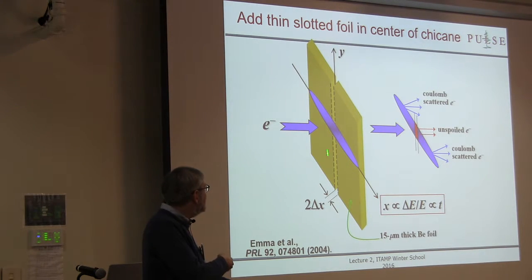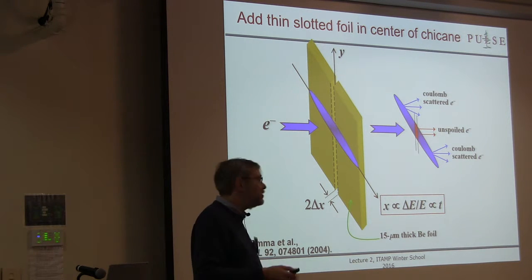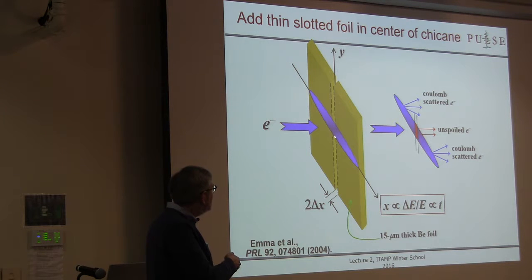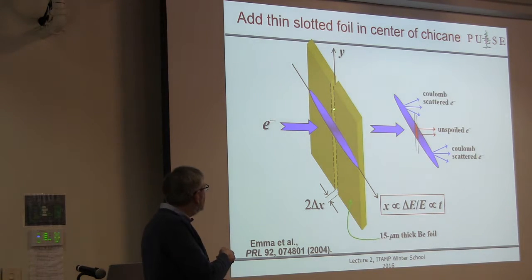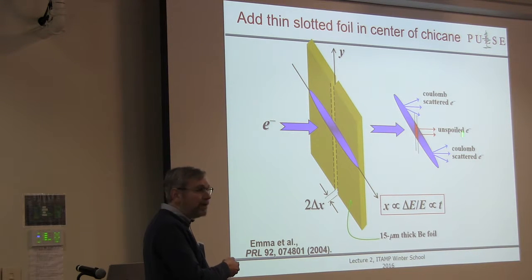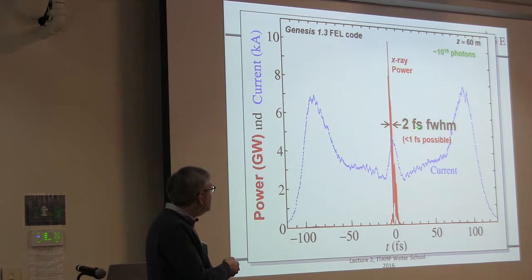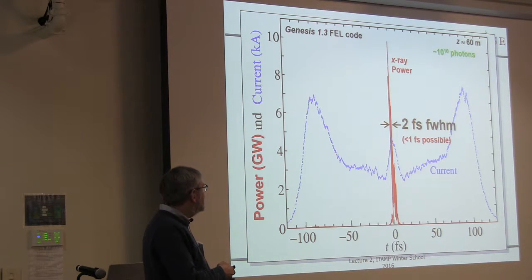We can put in a little foil, it essentially does the same thing as a pulse shaper does. It messes up the trajectories just a little of the electrons that have to go through the foil. These electrons are ultra-relativistic. They can pass through thin things. But the electrons that go through the slot don't get affected. And so the unspoiled electrons are the only ones that will be able to lase. So you can also make short pulses that way, and you can move them around in the bunch. So 2 femtosecond full width half max pulses are sort of commonly made in this way.